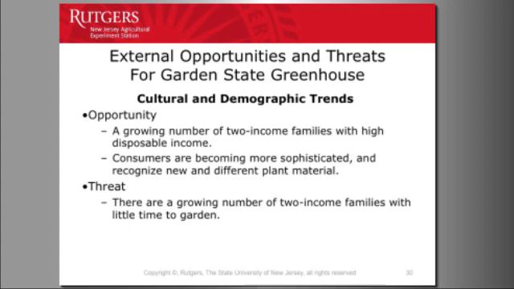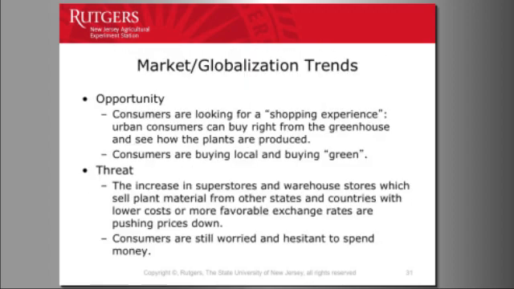The opportunities and threats are external, so I divided these into some categories too, the first being cultural and demographic. So an opportunity, there's a lot of two-income families with high disposable income in the area. And consumers are sophisticated and they want new and different material, not just what the big box stores offer. A threat is the two-income families don't have much time to garden. So, a lot of these things, there's a double-edged sword. A strength can also be a weakness.